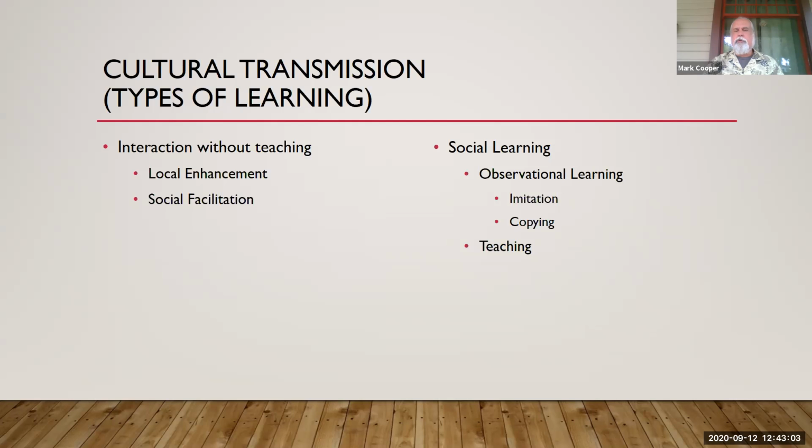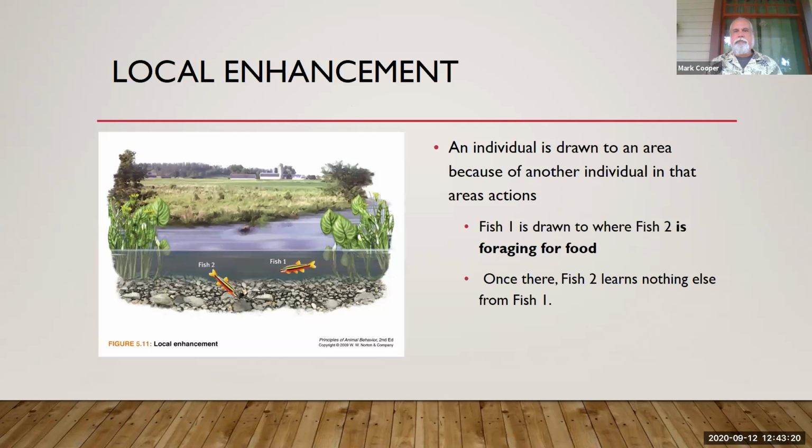So what we're going to do is look at different types of learning. Interaction without teaching will be the one in this, and then we'll look at observational learning and teaching in the next one. So we've got really two: local enhancement and social facilitation. And I'm going to warn you that these two together are a little difficult to tell apart. So we'll start with local enhancement.